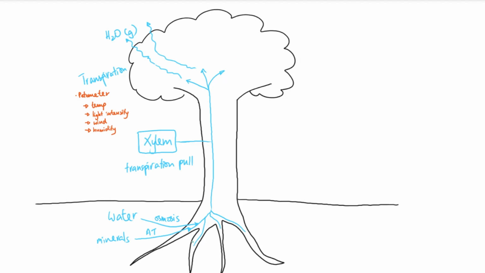So for example, in the roots, we mentioned they use active transport to absorb the mineral ions, which requires energy. But we know that glucose comes from photosynthesis, which happens in the leaves. So how does the glucose actually get transported down to the roots or to other parts of the plant? That is done by a process called translocation by the phloem.